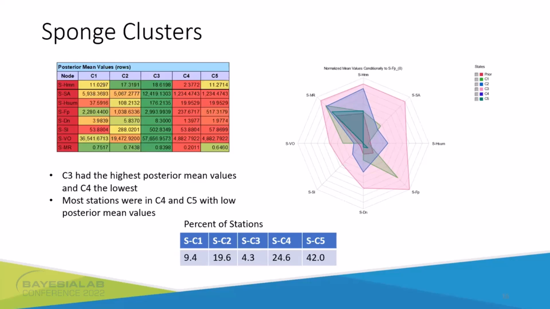So for the sponges, we had C3 with the highest posterior mean values. This means that this had the highest amount of sponges associated with them. C4 had the lowest. Most stations were in C4 and C5 with the low posterior mean values. Only 4.3% were in the high posterior mean value category.